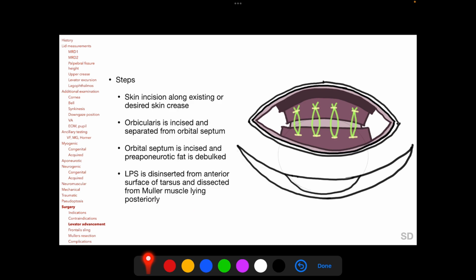The steps of the surgery are as follows. The skin incision is made along the existing or a desired skin crease. The orbicularis oculi muscle is incised and is separated from the orbital septum.